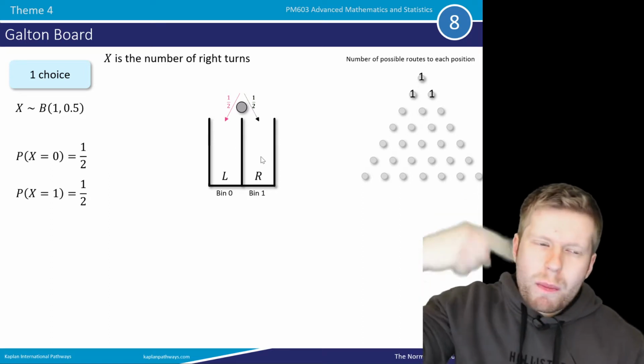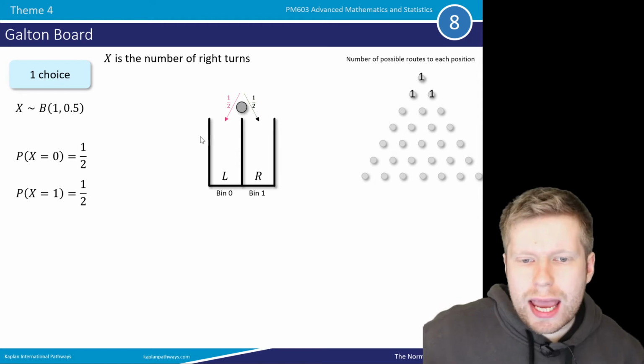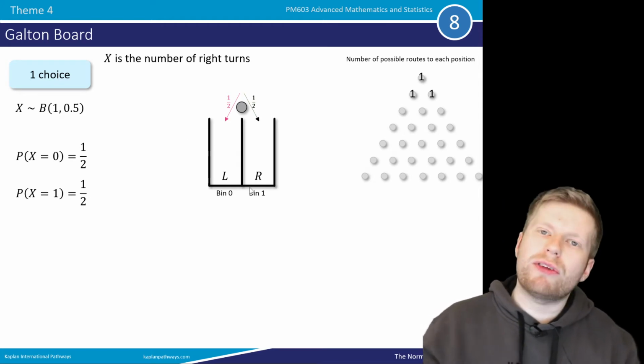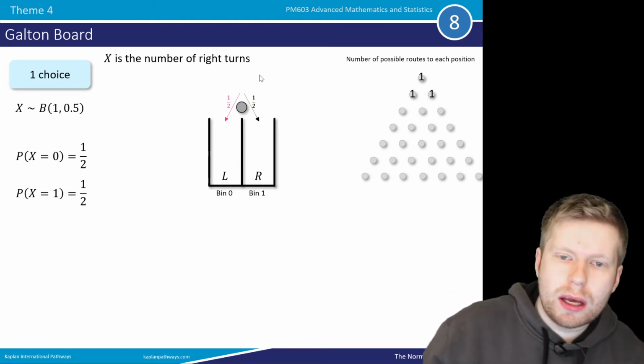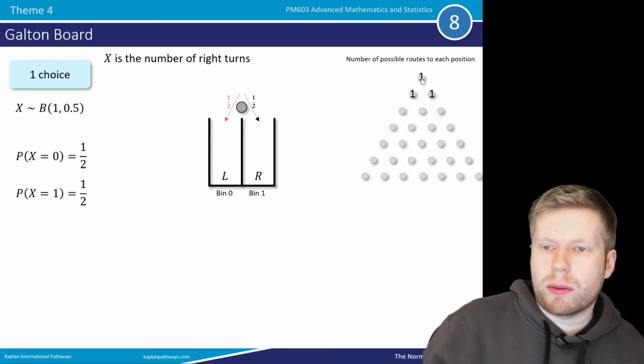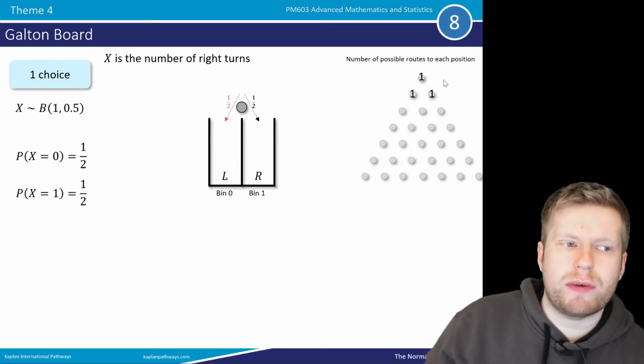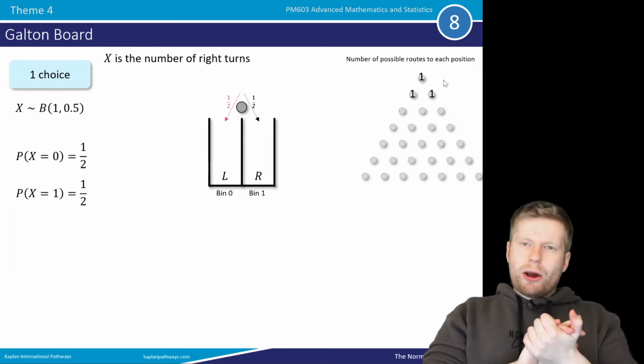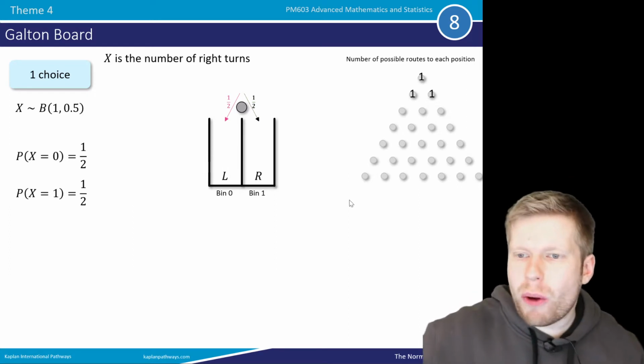Now have a think, how many different paths are there to get into each bin? Well, are you happy that there's one path to get into each bin? Either it drops and it goes left, that's one path, or it drops and it goes right, that's another path. So I'm keeping track of the number of paths over here on the right-hand side. Cool, fantastic. So let's keep going then.